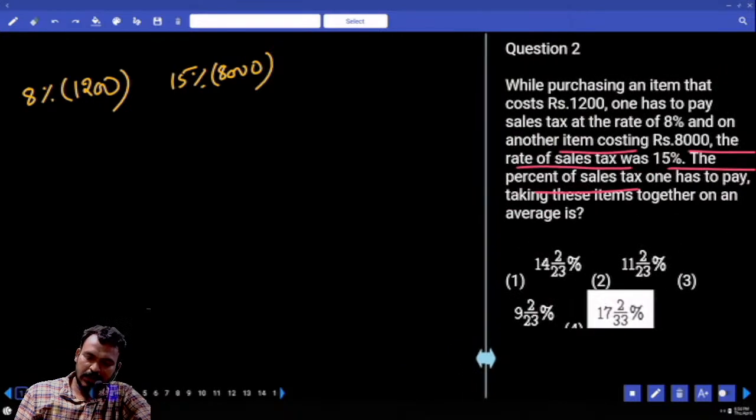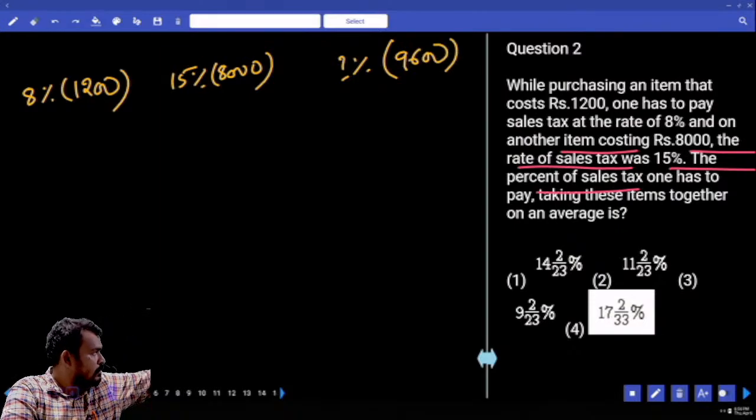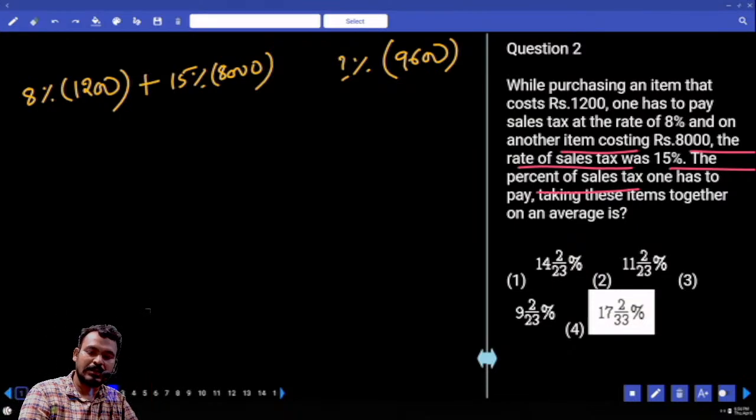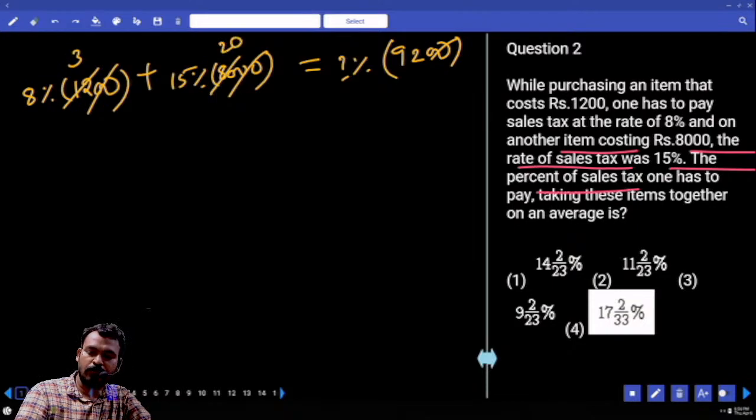Two items. What is the together items total cost? 9600. Tax on 1200, tax on 8000, both are adding, it is tax on 9600. So 9200 plus equals. Both sides zeros are cancelled. Next, both sides 4, how many times? 3 times. 4, how many times? 20.